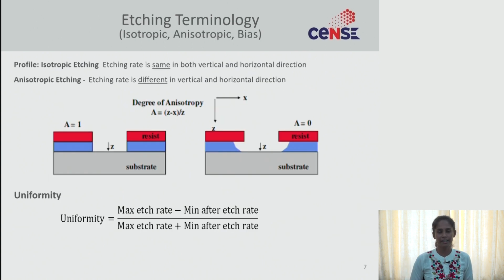Other than selectivity, we have profiles. In profiles we have isotropic profile and anisotropic profile. In an isotropic profile, the etch rates are the same in both vertical and horizontal directions, but in anisotropic etching the etch rate will be different in horizontal and vertical directions. Next we have uniformity. Whenever you are etching, the uniformity across the wafer is also important. That can be calculated by using this formula.